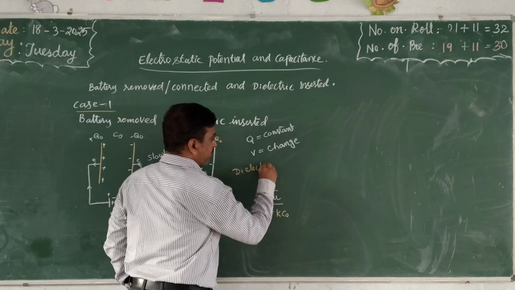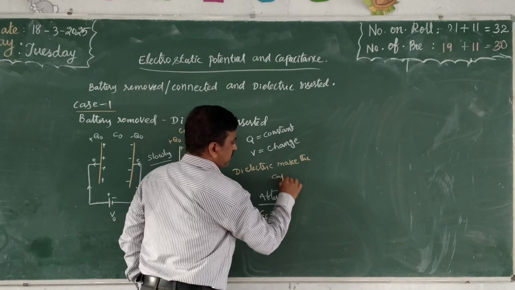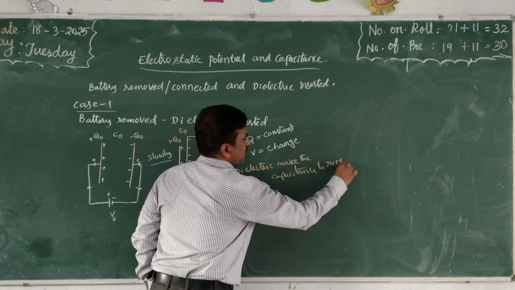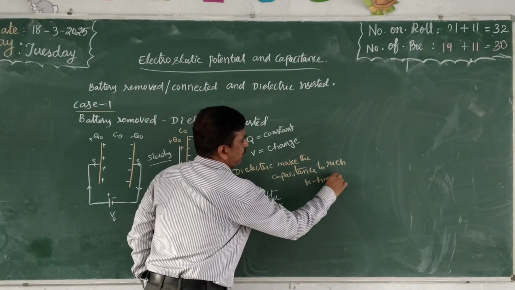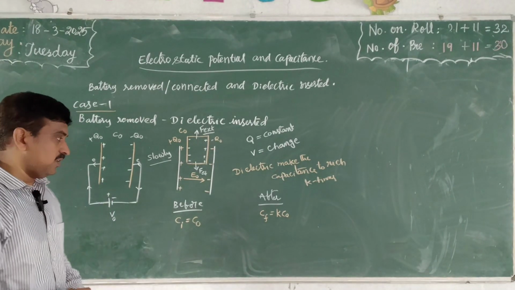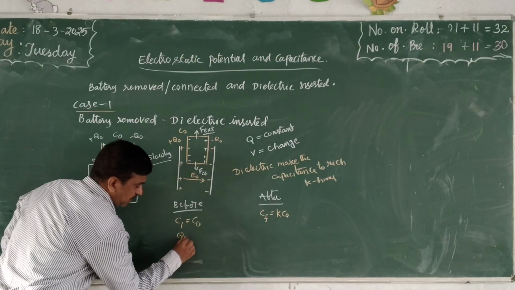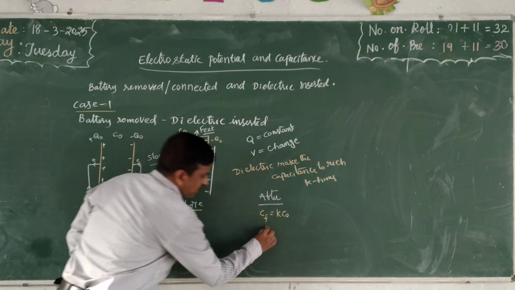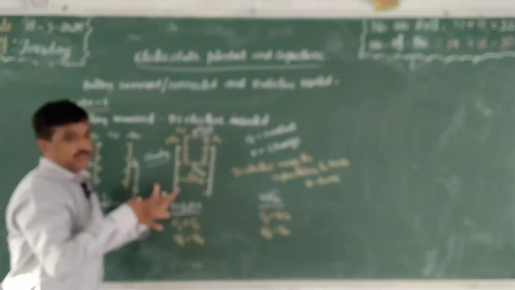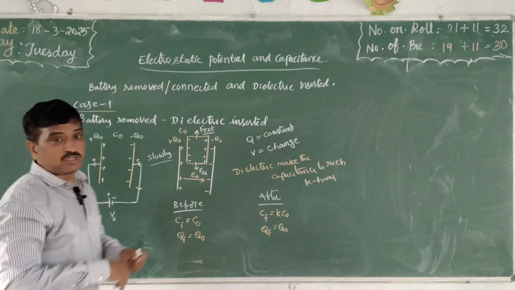So the dielectric makes the capacitance increase K times. That's why the final capacitance is K C naught. What about the charge? The initial charge is Q naught, and the final charge is also Q naught. Why? Because the battery is removed before the dielectric is inserted, so the charge is constant. Only the potential changes; we find whether it increases or decreases.